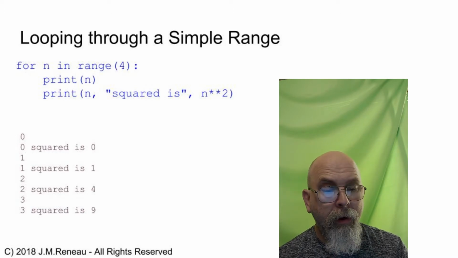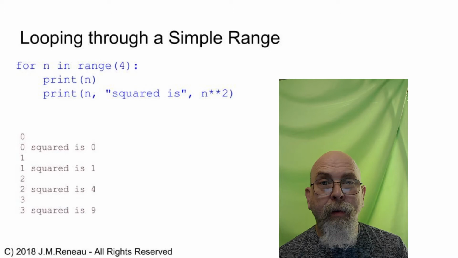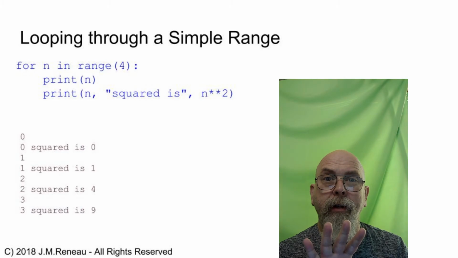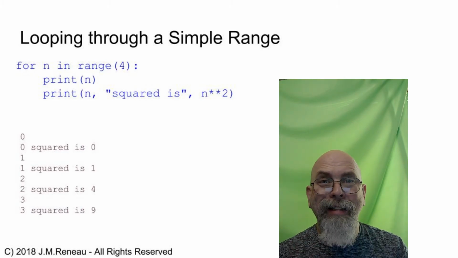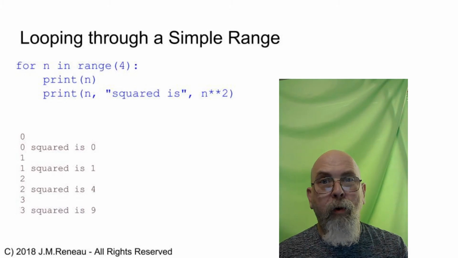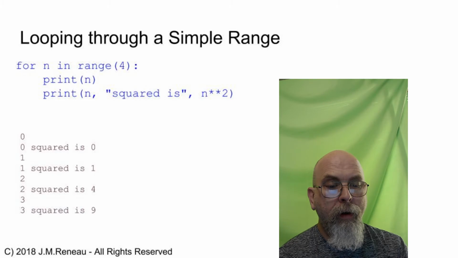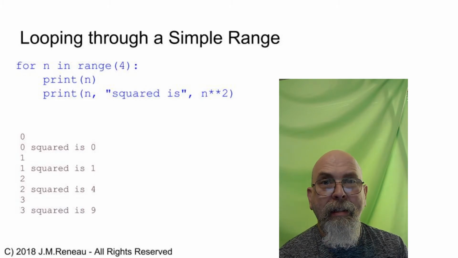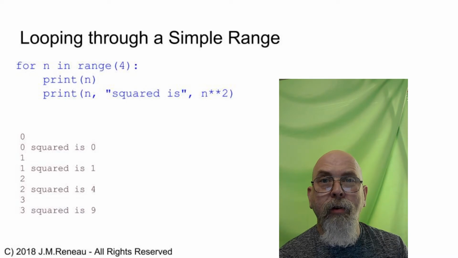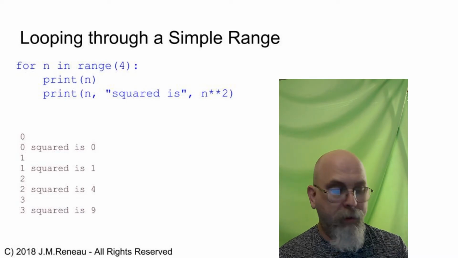Look at the output. We loop through with n equals 0, we loop through with n equal 1, 2, and 3. So we've looped through 4 times, but the range exists from 0 to 1 less than the number that we define in the range. So it'll loop 4 times. So the range, in its simple form, you give it one number, and the for loop will execute that number of times.